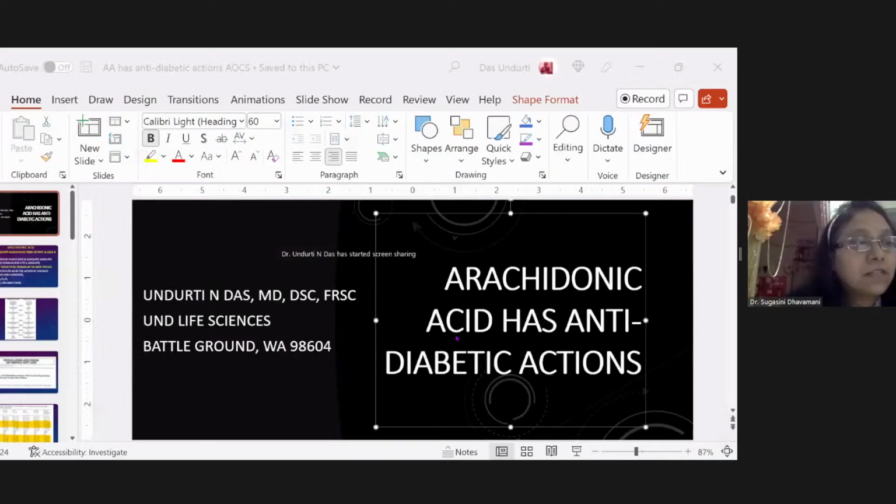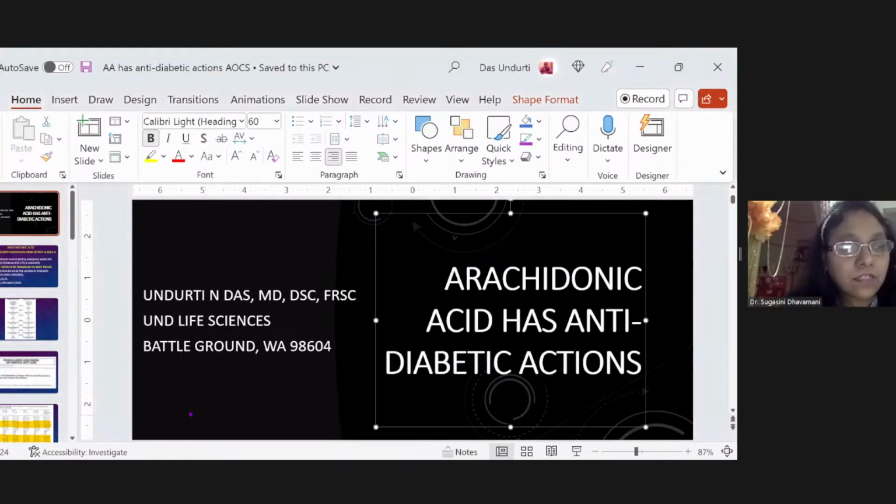Our next speaker is Dr. Undurti N. Das. He is the CEO of UND Life Sciences and an adjunct professor. He received his Bachelor of Medicine and Bachelor of Science from Andhra Medical College in Visakhapatnam, India, and his medical degree from Osmania Medical College in Hyderabad, India. He is known for his research in the field of rheumatology and immunology. He has several patents in the United States and India, and he is the author of multiple books. He is a fellow of the National Academy of Medical Sciences in New Delhi and also a fellow of the Royal Society of Chemistry in London. Please welcome Dr. Das.